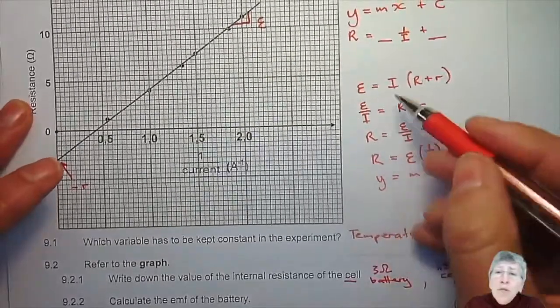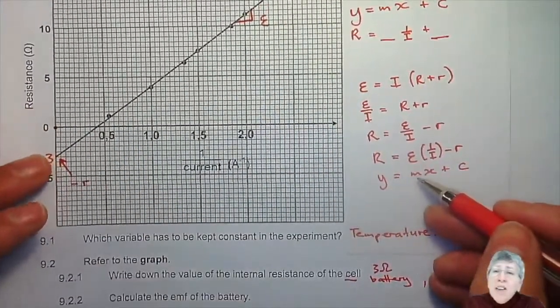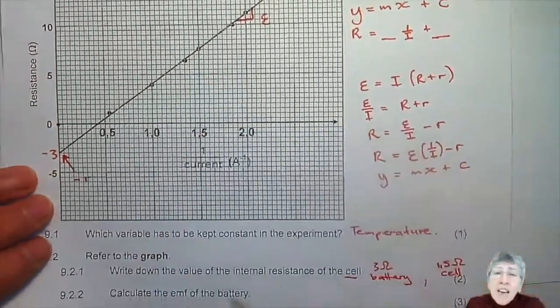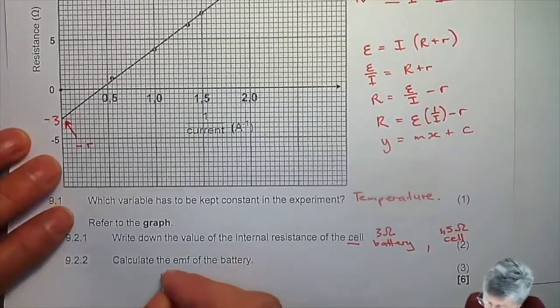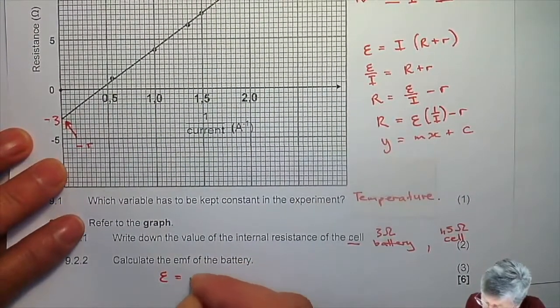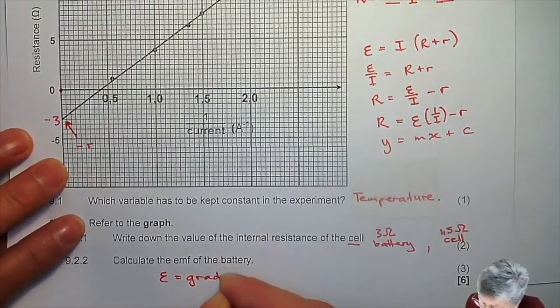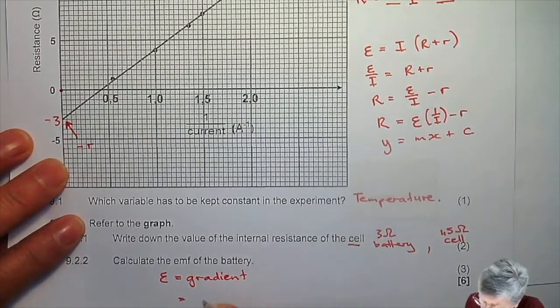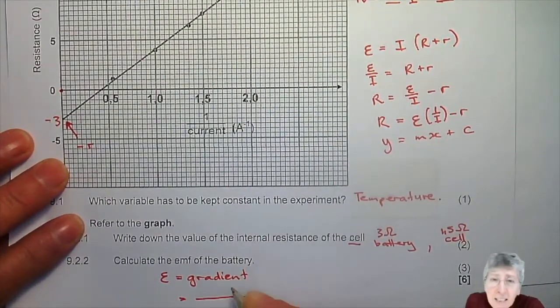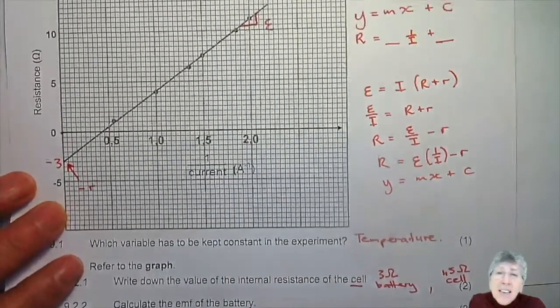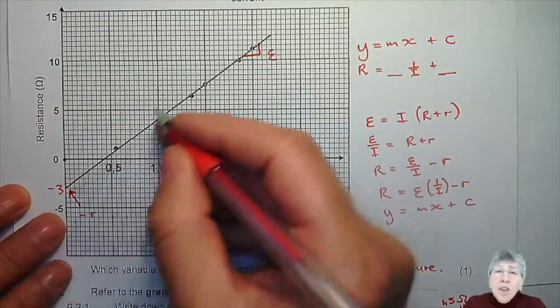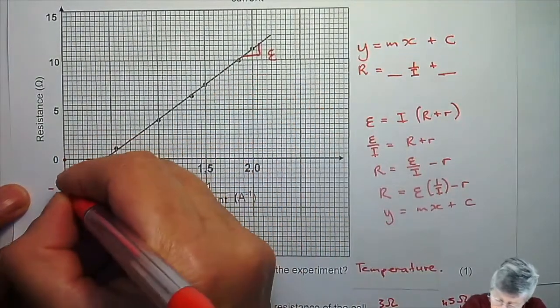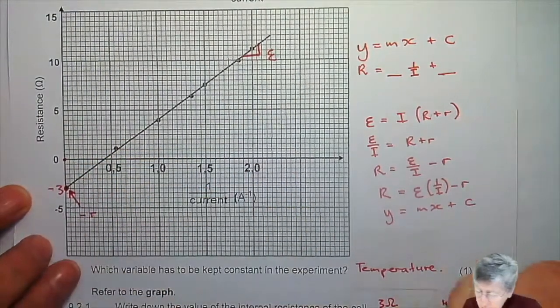Now, what do I know? From my equation, I know the gradient of that line is going to be the EMF. So I will calculate that EMF by calculating the gradient of that line. So it must be change in y-axis divided by change in x-axis. We need to choose 2 data points on this line. Now, obviously, I already have that one, so that's easy.